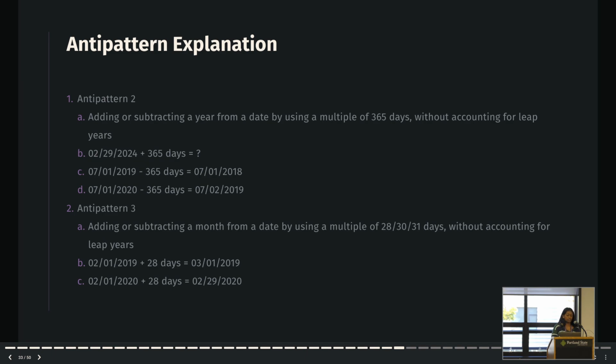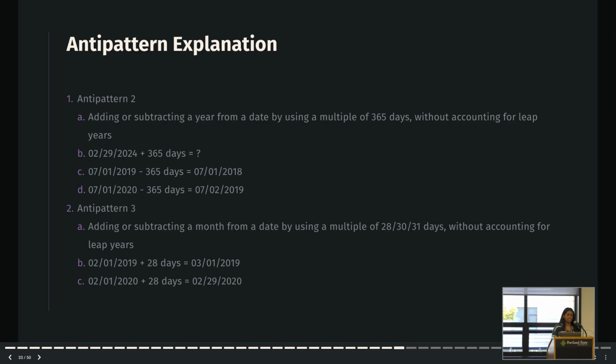Anti-pattern 2 typically occurs when a developer wants to add or subtract some number of years, typically 1, to a date, but does so using a multiple of 365 days. With the introduction of a leap year, these could cause those dates to be off by 1, leaving room for any of the security flaws that I was going over before. Adding 365 days to February 29th, 2024 leads to unknown behavior where the date could either normalize to March 1st, 2025 or back to February 28th, 2025.